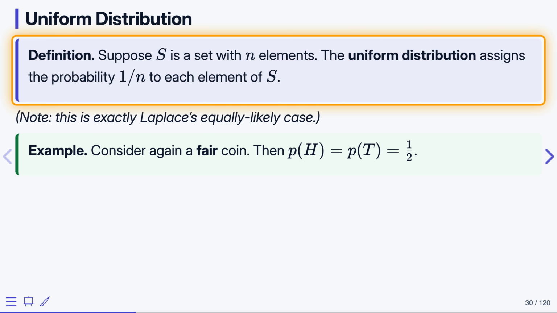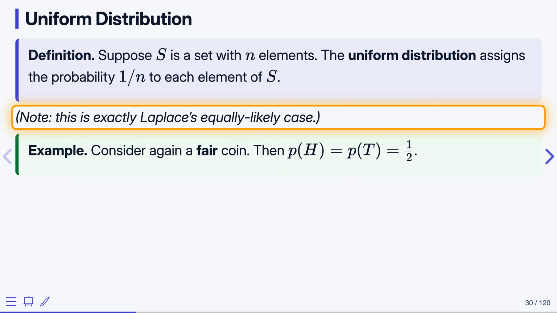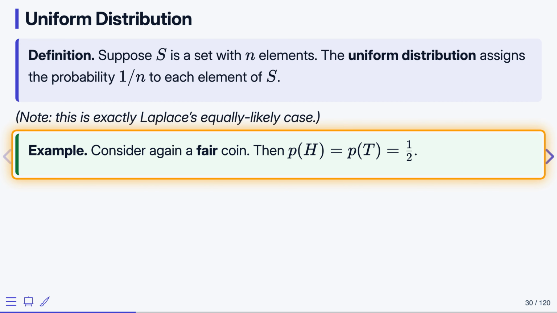This is a special distribution. If the set S has n elements, the uniform distribution gives each element the same probability, 1 over n. So this is exactly Laplace's equally likely case. For example, a fair coin has 2 outcomes, so each one gets probability 1/2.